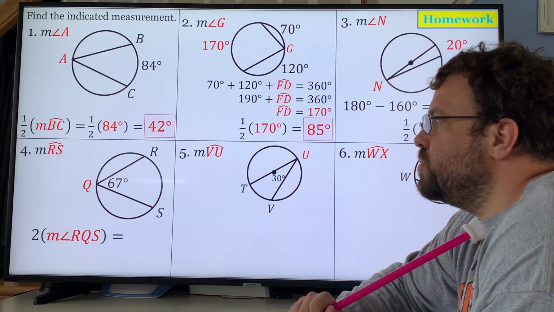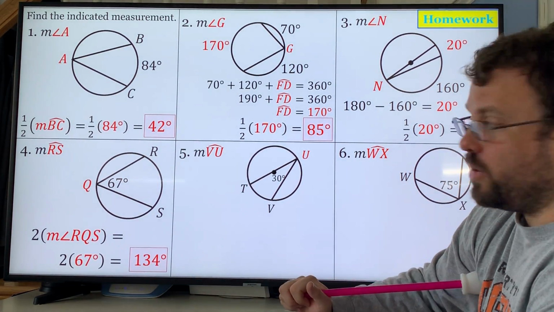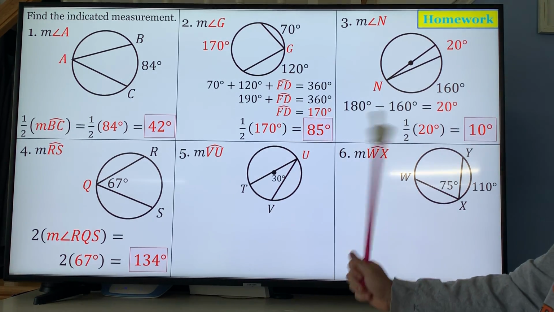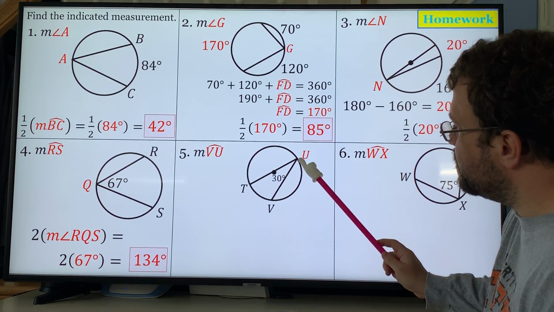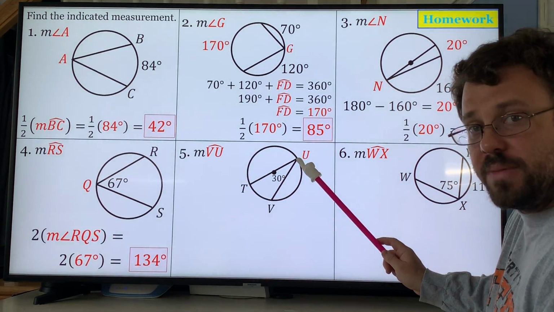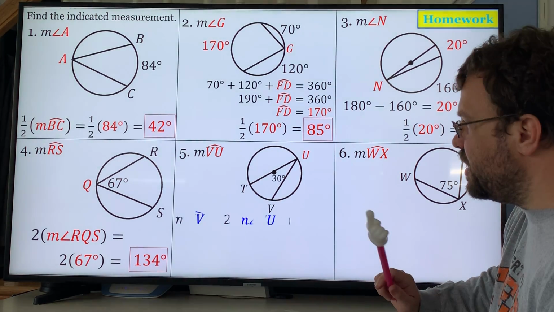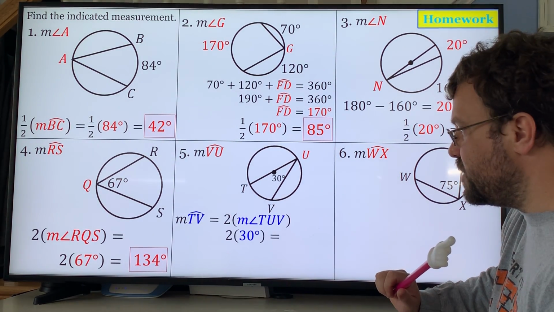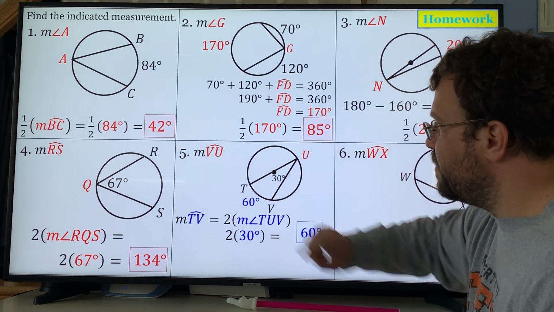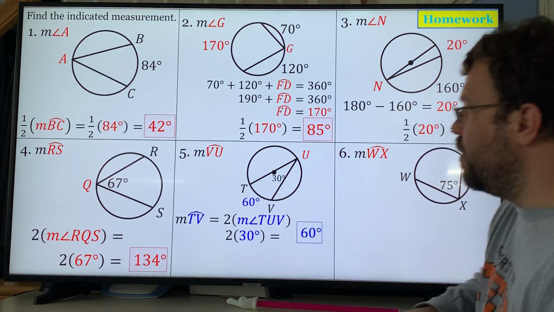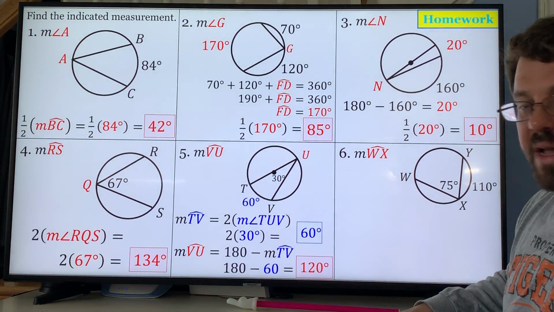Find the measure of RS. Well, that is 2 times the measure of the angle inside. 2 times 67 is indeed 134. The measure of VU. VU is this angle. Well, once again, semicircle, 180. If this inside angle here is 30, TV would be 2 times 30, which is 60. So now we got this to be 60, and the whole thing right here is 180. So how do we find UV? 180 minus 60, and you get 120. Easy as pie.